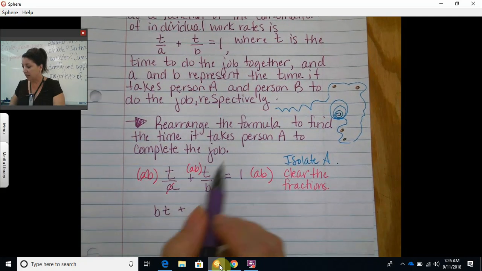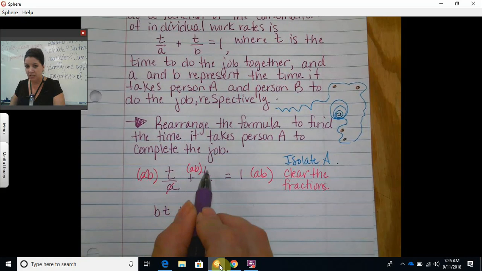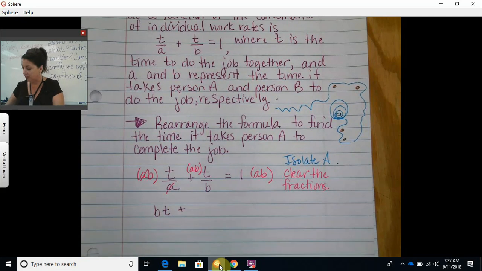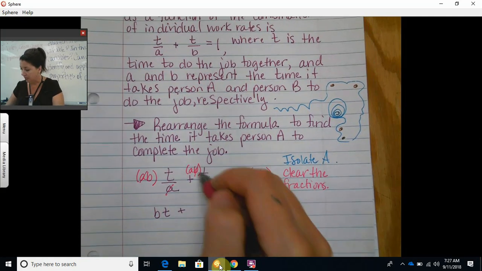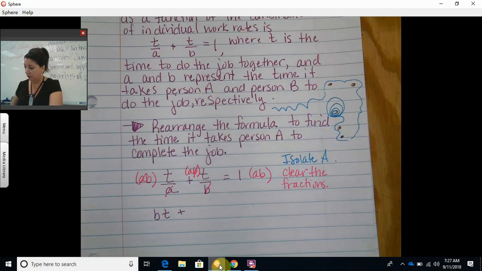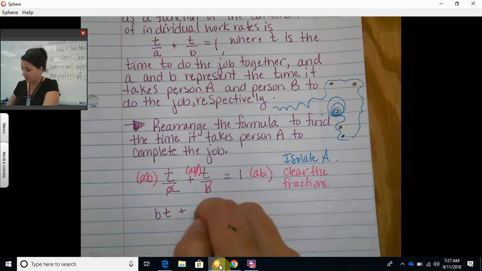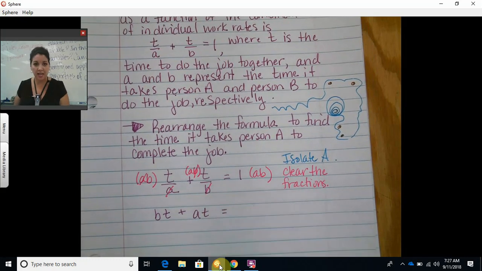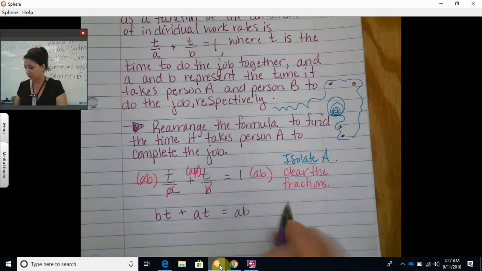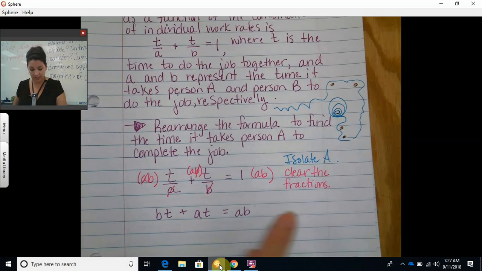Plus, I can go ahead and multiply A times B times T, or I can see on this one that my B will cancel and leave me with what? AT equals, on the right side I didn't have a fraction, so 1 times A times B is just AB. And what is it that I'm solving for? A, okay. So I've got this term, A is on the left, A is also on the right.